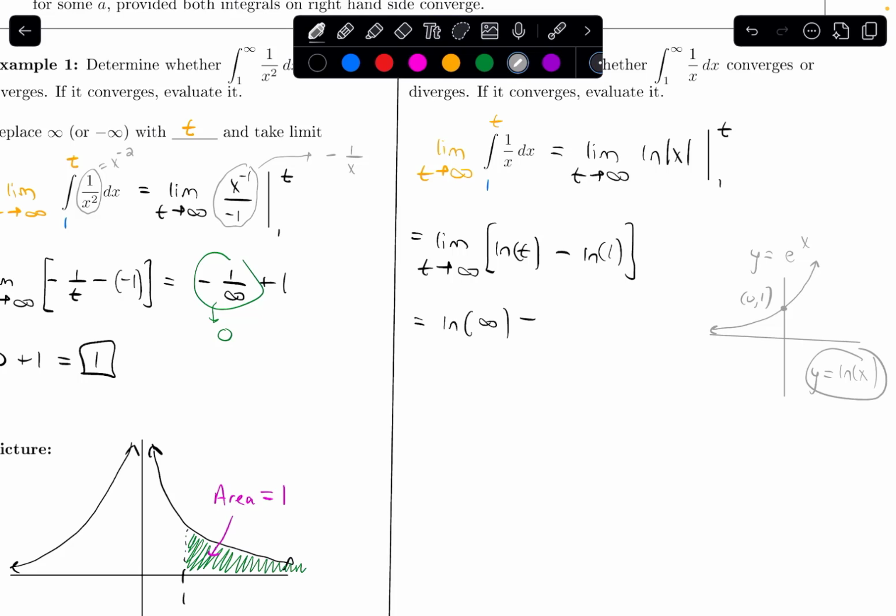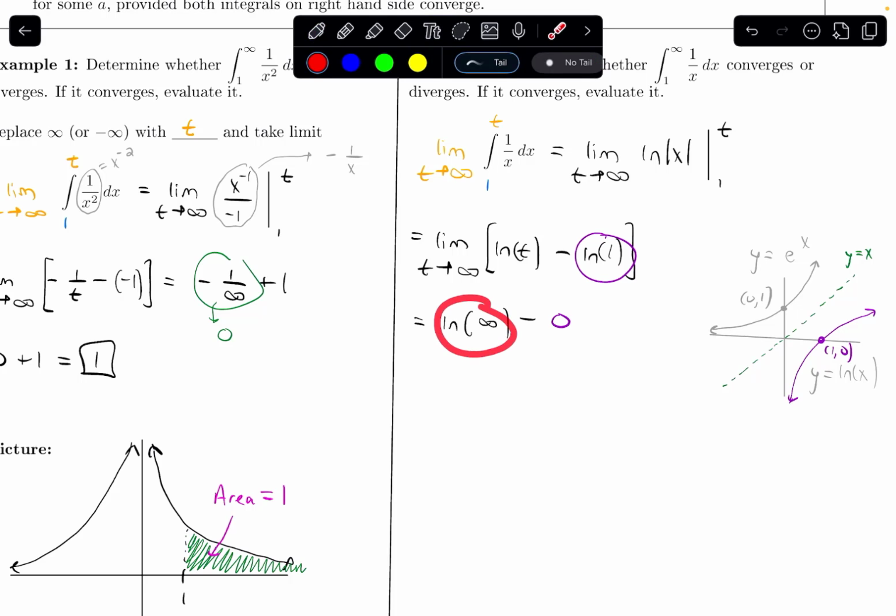ln of x is the inverse of y equals e to the x. And it turns out that inverses are reflections of each other across this diagonal line, y equals x. So if you reflect the e to the x graph across that line, we'll get a graph like this, the reflection of it, where this point that was at 0, 1 has now gotten reflected, so it's at 1, 0. And one of the things that this shows us is, well, ln of 1 is 0.